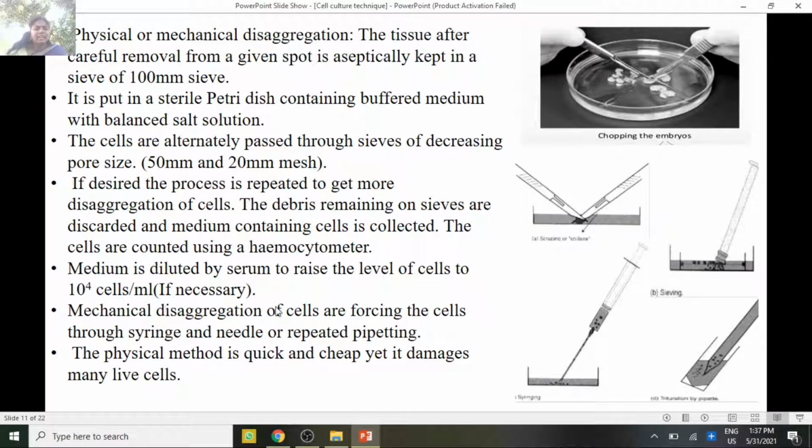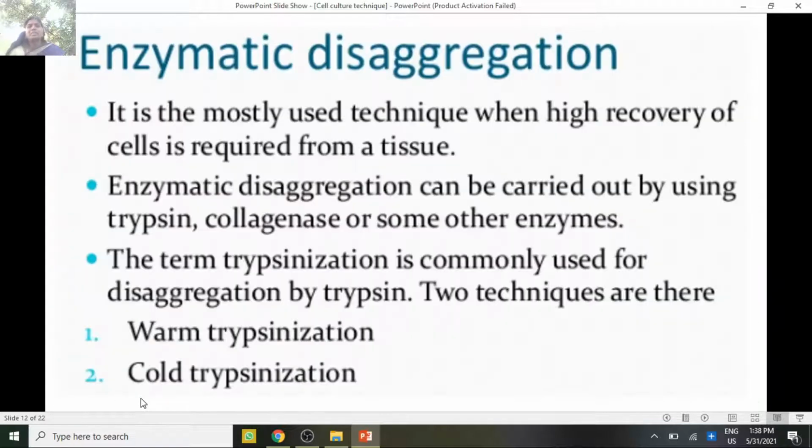Mechanical disaggregation of the cells can also be done by forcing the cells through a syringe. The syringing also can be applied to disaggregate the cells, with needles or repeated pipetting. The physical method is quick and very cheap, but the disadvantage is it damages many live cells. That's the only thing.